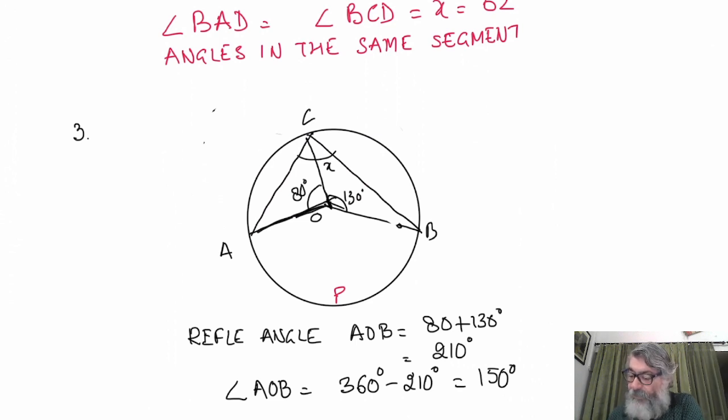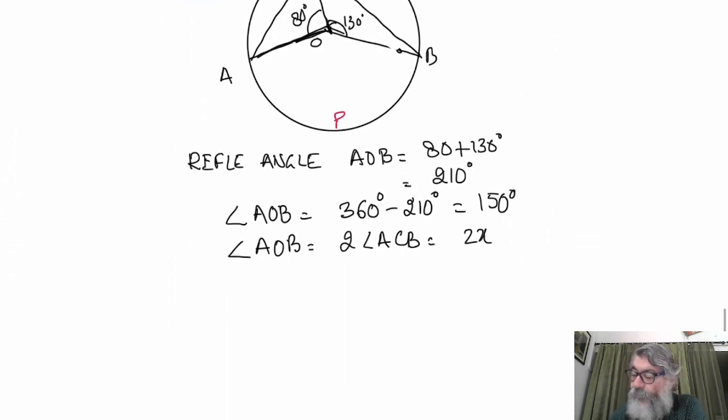Or I can say AOB should be double of ACB. That is 2x. And we have taken out 2x to be 150. So x will be 75 degree. 150 divided by 2 will give you 75 degree. So we have got the value of x.